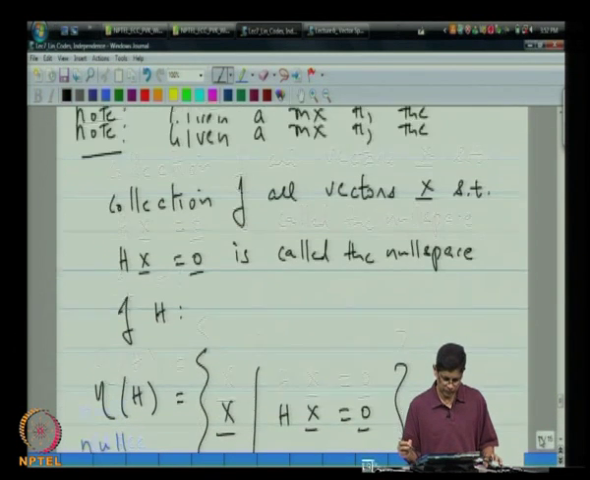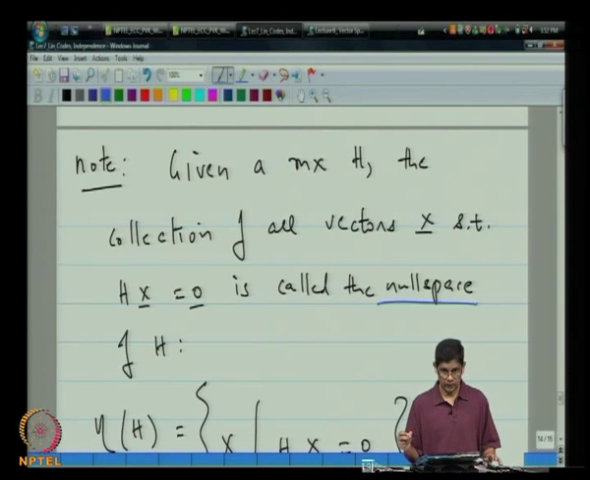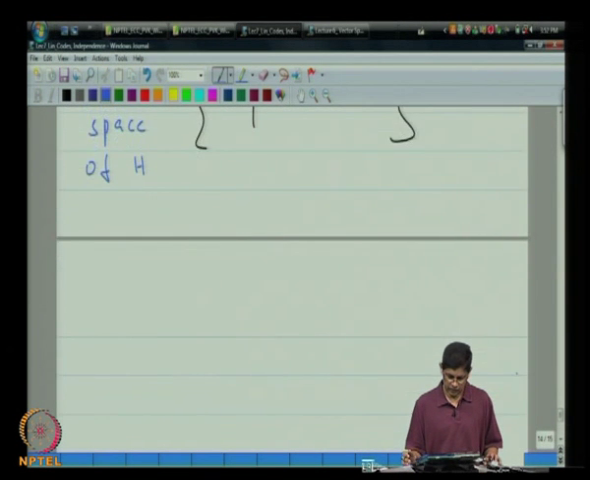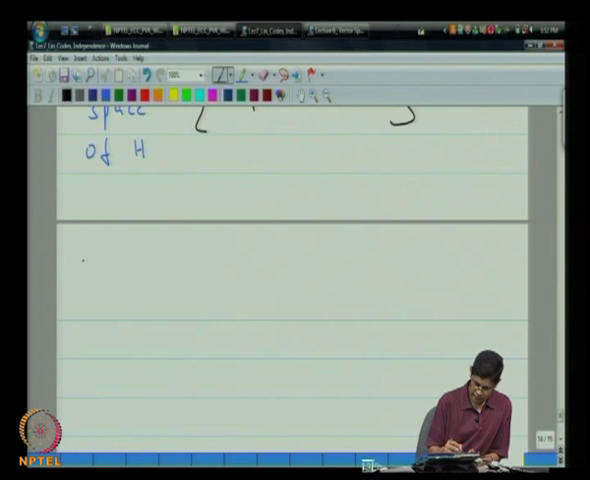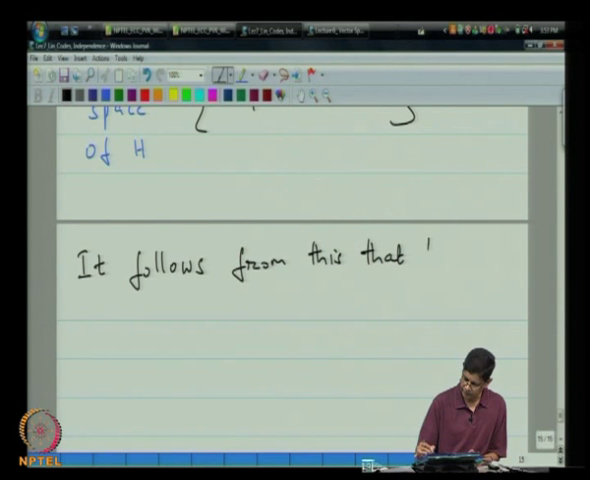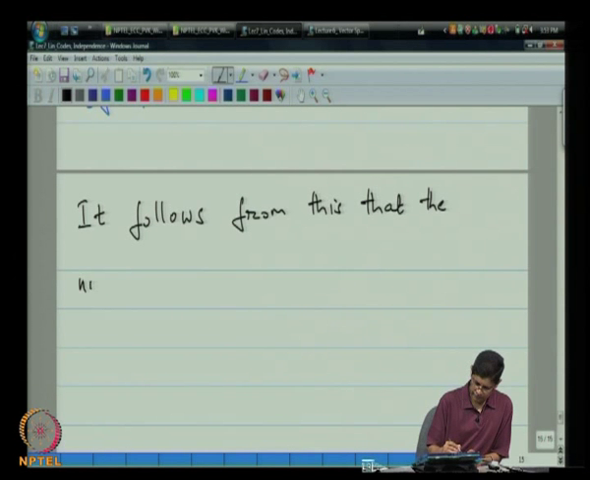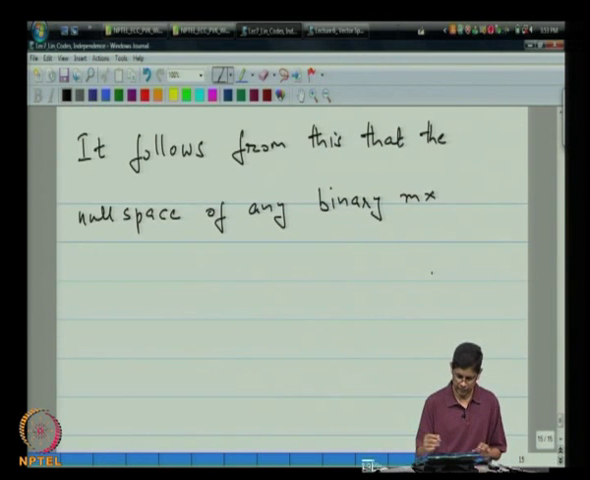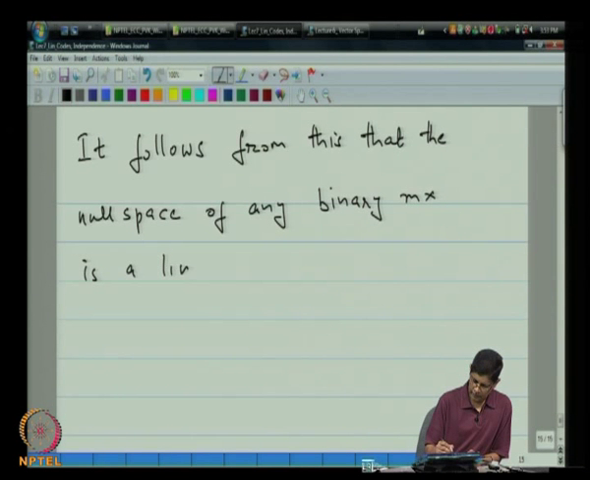So, null space is a term that you will frequently encounter in linear algebra, but also in coding theory. It follows from this that the null space of any binary matrix is a linear code.